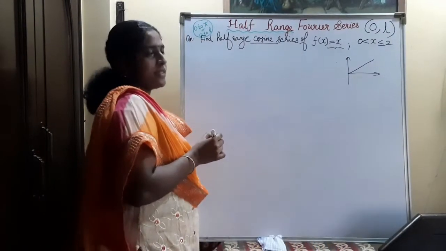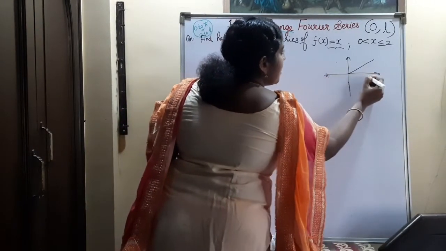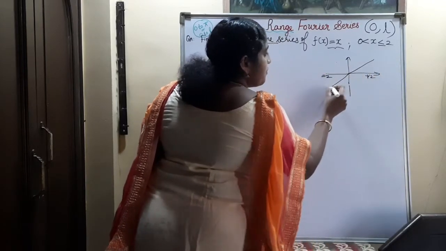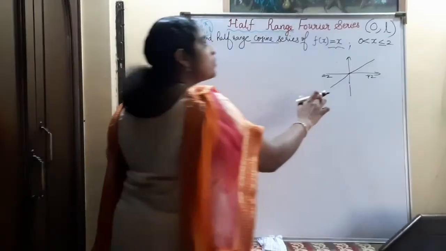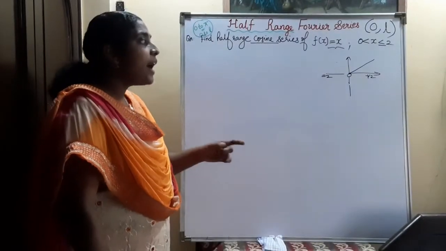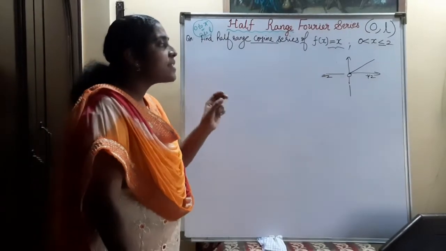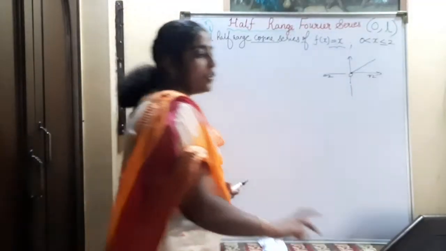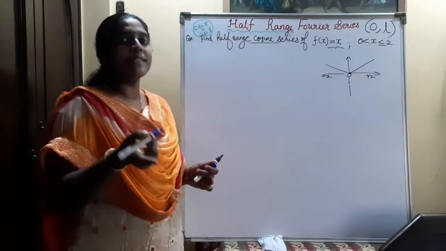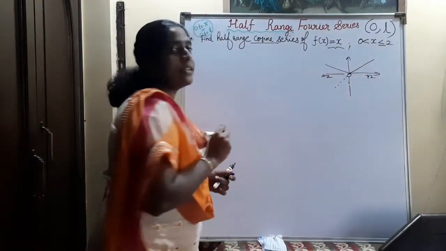f of x equal to x means the function will be like this. If we are taking the full range series, if this is minus 2 and this is plus 2, the graph will be like this. Now the given function is only from 0 to 2. We have to extend this given function to the full range, that is up to minus 2. The extension can be in two ways. If we are extending the function this way, then it is the even function. If we are extending the function this way, then it is the odd function.